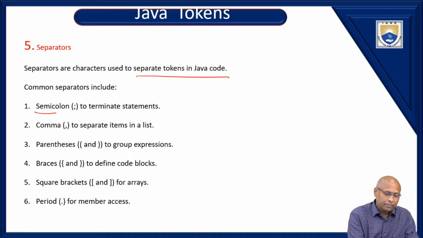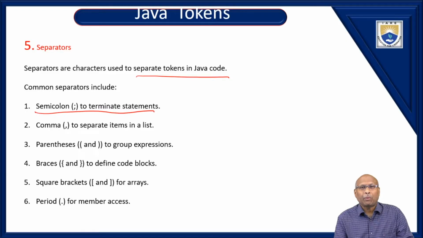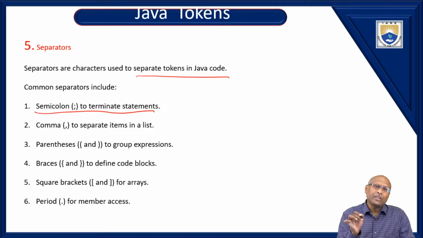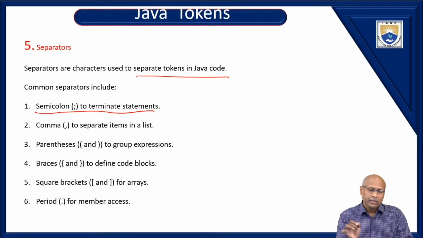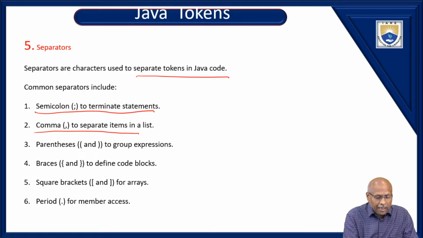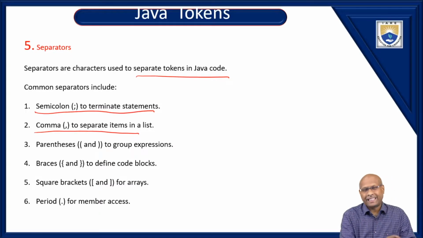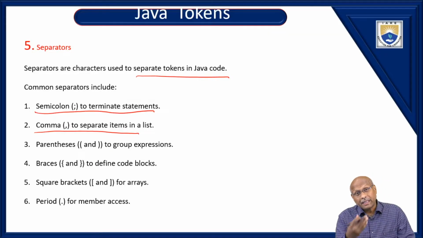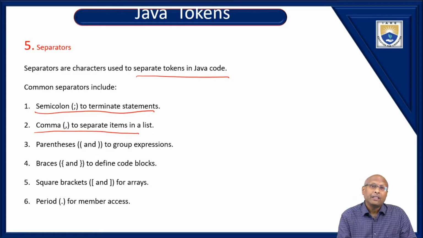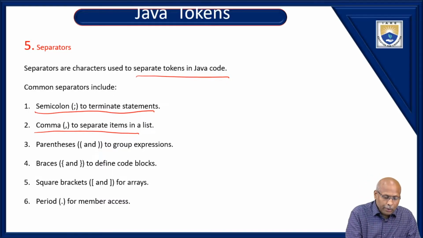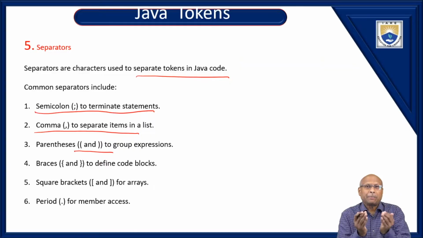First one is semicolon. Semicolon is a special type of separator, generally used at the end of the statement. Similarly, comma. Comma is used to separate the items in a list, or whenever you are declaring multiple variables, they must be separated with a comma. So comma is also one type of separator. So the program may use multiple separators for different purposes. Similarly, you may use parentheses also to group the expression. So parentheses are also one type of separator.